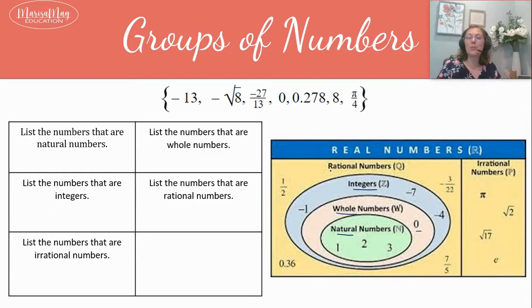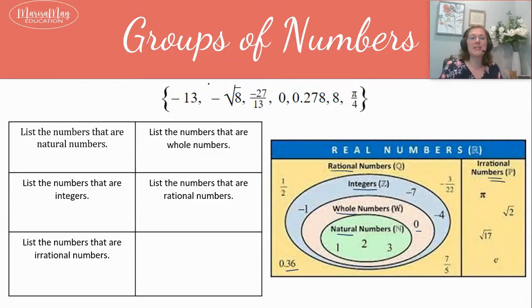It's not until we get to the rational numbers that we start talking about fractions or decimals that repeat or that stop, like this 0.36 you see here. If the decimal does not repeat and it doesn't stop, we would put it over here in this irrational column. And all of these together are called the real numbers.